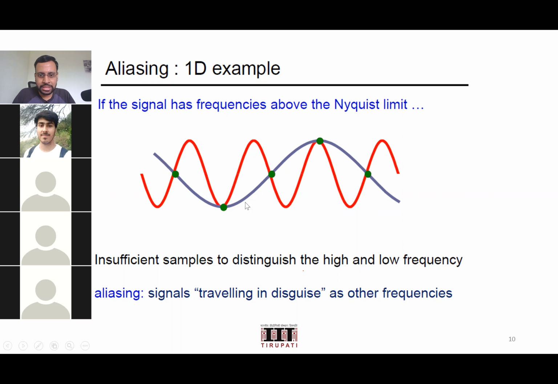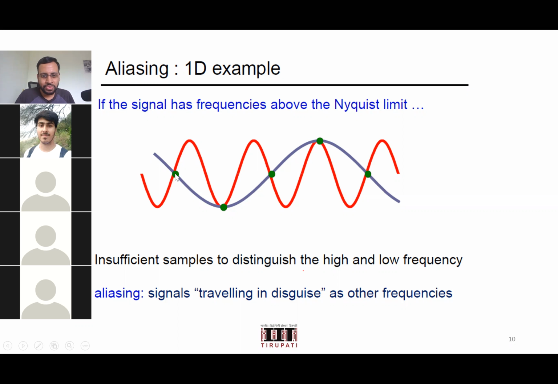See, for example, this is one period of this signal. Now, how many periods are there for the other signal by that time? The frequency of the red one is twice that of the other. So look at now, if you are not taking enough samples, what would happen is, suppose you are taking samples here, here, here, here. Is there any way you could distinguish or reconstruct back that these two signals are different?